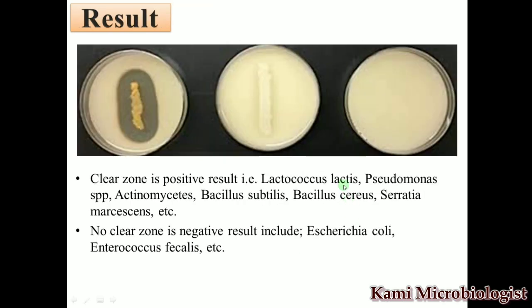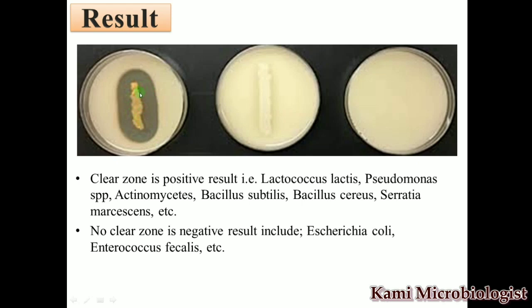Then we have the result. Now this is the result. As you can see, this first picture is the positive result, this is the negative result, and this is the simple control. Now this is the plate. As you can see, the plate will look like this one, opaque, white, creamy color, just like milk. When you streak the bacteria and you get the zone, it means that casein is hydrolyzed. So this is the positive.